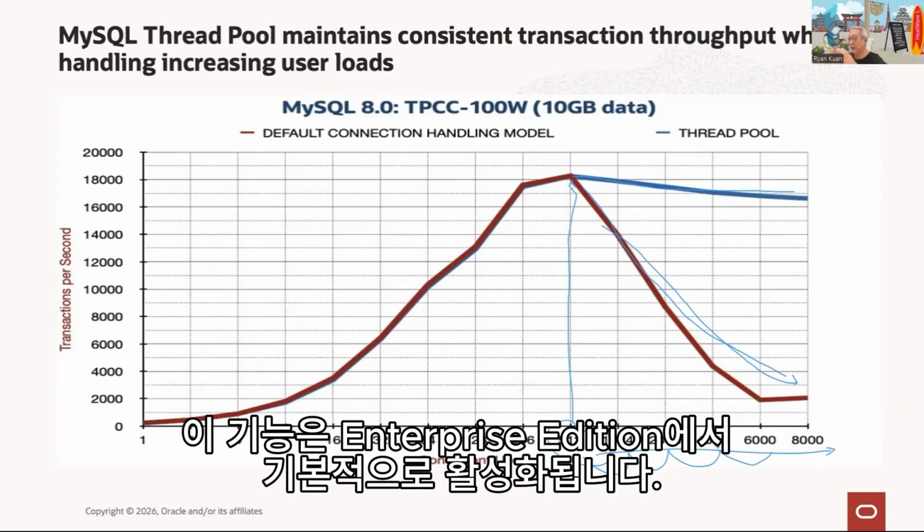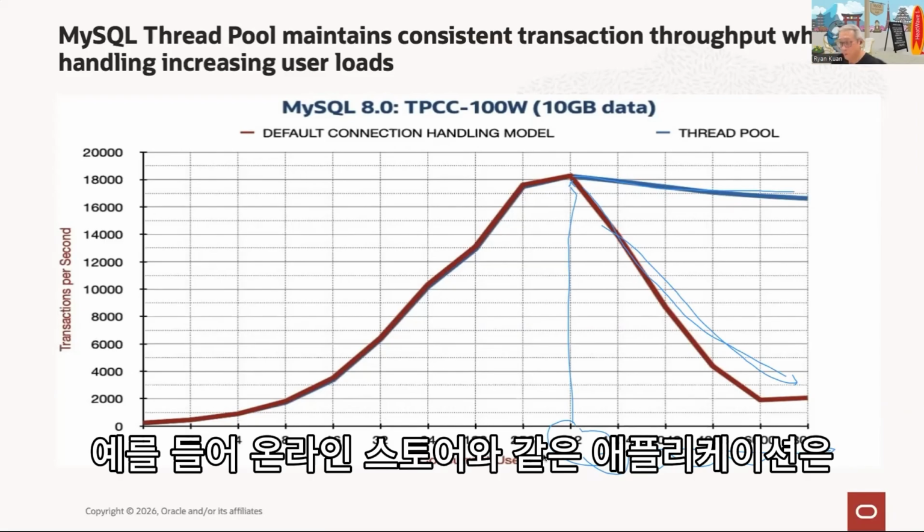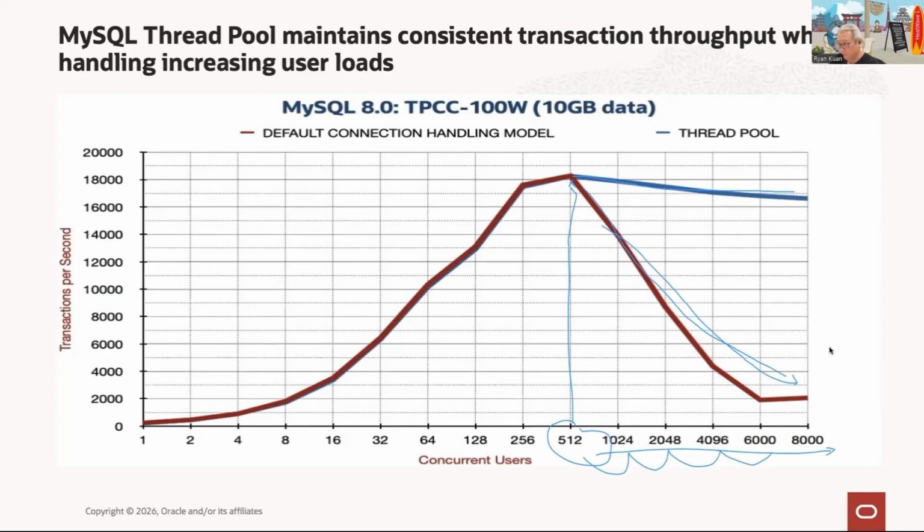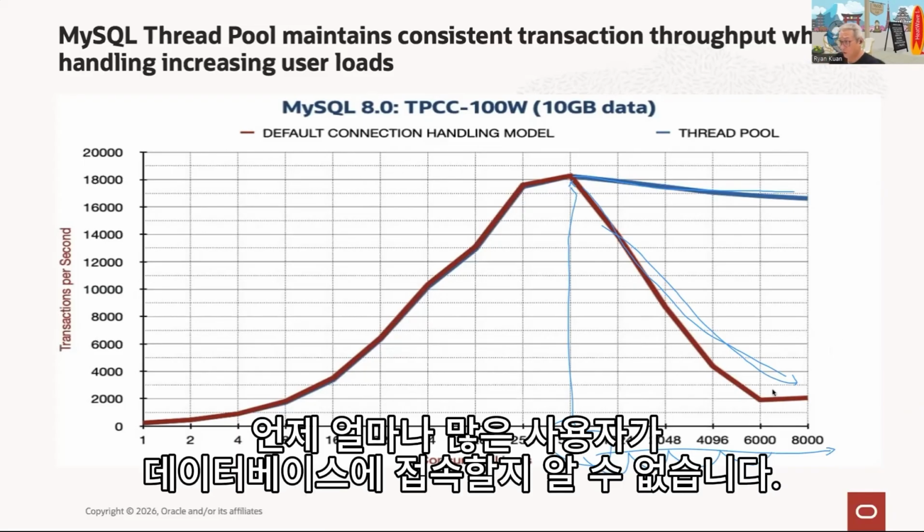The thread pool is by default enabled in the database. It's very good for web applications and online stores, because you don't know how many users are going to use the database or your application.